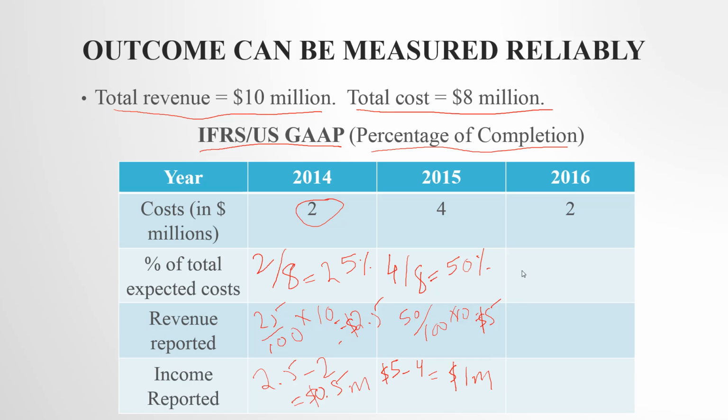And for the last year, for 2016, we will have 25% of total cost. Revenue reported would be 25% of 10 million, which is $2.5 million. And the income would be 2.5 minus 2, which is $500,000.